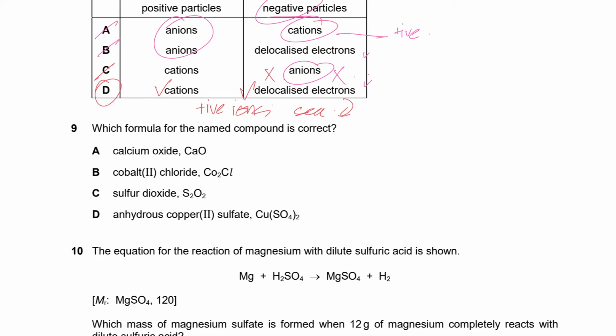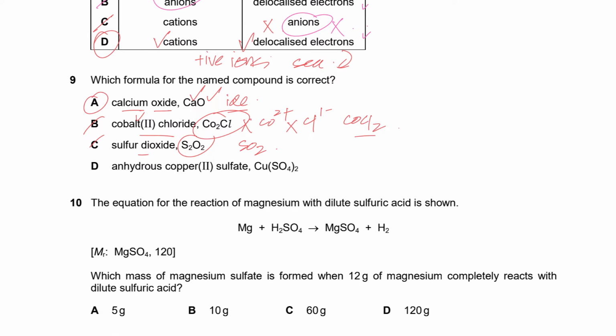Which formula and the name of the compound is correct? Calcium oxide, that's correct. It's a binary compound. It must end with an IDE. Calcium oxide is correct. Cobalt 2 chloride. Cobalt 2 means cobalt must have a 2 plus charge. Chlorine is in group 7, so it has 1 minus charge. Cross multiply, you get CoCl2. That's the formula of cobalt chloride. The name is correct, but this formula is incorrect. Sulfur dioxide, that's SO2. So the name is correct, but the formula again is incorrect.